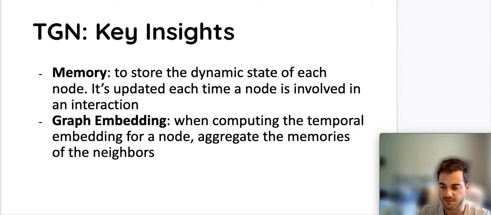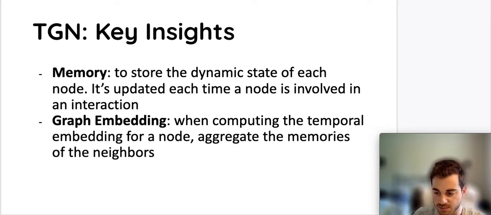The key insights of TGN are really two. We won't have time to go into all the details, but these are two modules that we find in TGN. One is the memory. So what is the memory? The memory is a vector that we have for each node, which evolves in time based on the interactions that node is involved with. Basically, it's the dynamic state of each node, which represents what we have seen for node i up to this point in time, and it is updated each time we have a new interaction for i.